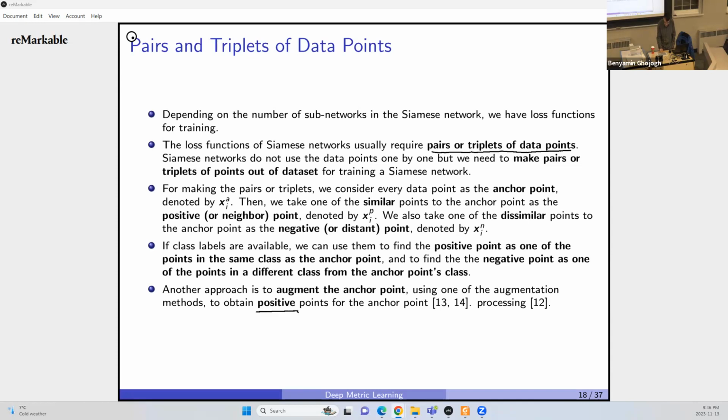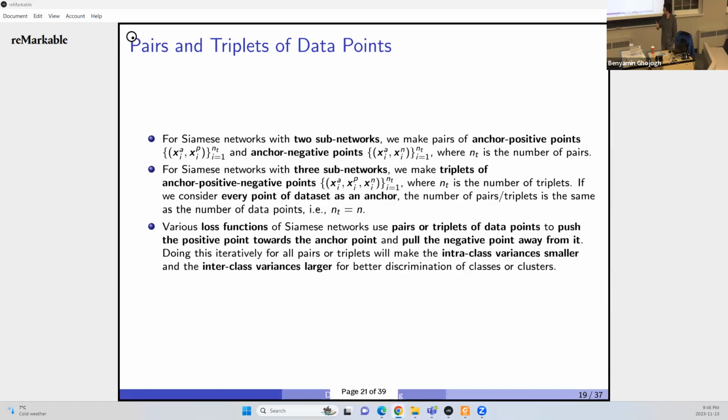How can we find positive? Either we get positive from the same class, or we can augment or tweak that anchor a little bit. For example, we rotate it, or we add some noise to it. So even if we don't have class labels, we can generate some triplets using this technique of augmentation. The positive point is also called neighbor point. Negative point is also called distant point.